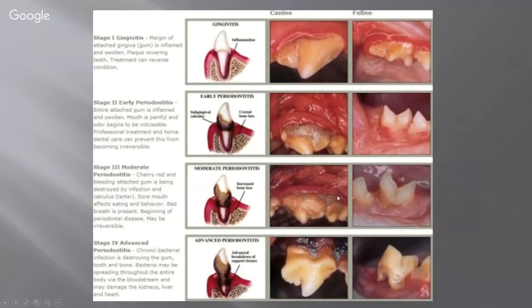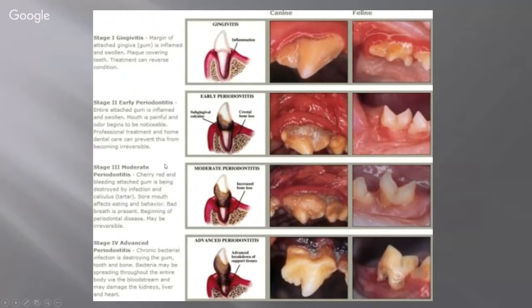This is stage 3, which is moderate periodontitis. We'll get a much redder color. We'll start to see the root of the tooth, so we're getting loss of alveolar bone. You can see that here. And stage 4 is advanced periodontitis. It's a chronic bacterial infection. It's destroying gum, tooth, and bone, and it may be spreading throughout the rest of the body. So this is very serious.